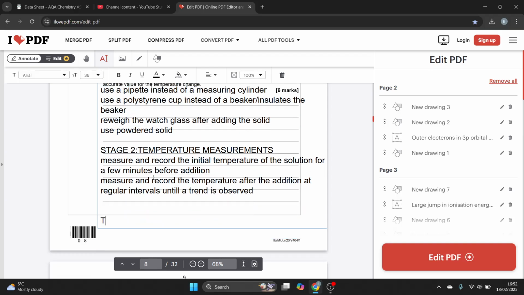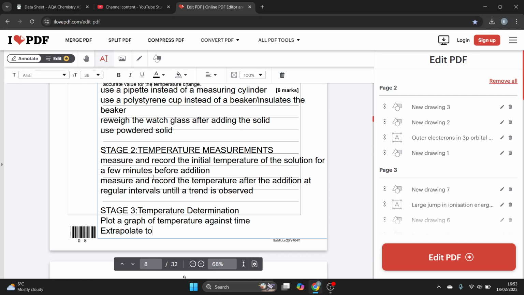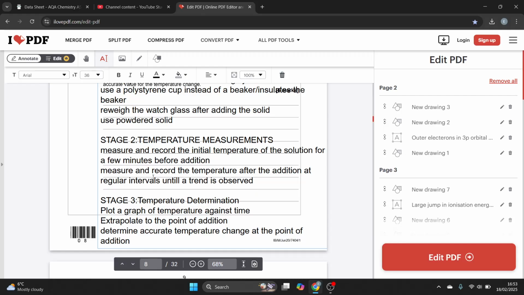And then stage 3, temperature determination. Plot a graph of temperature against time. Extrapolate to the point of addition and then determine your temperature change, or determine accurate temperature change at the point of addition, because that's when no heat loss had happened.